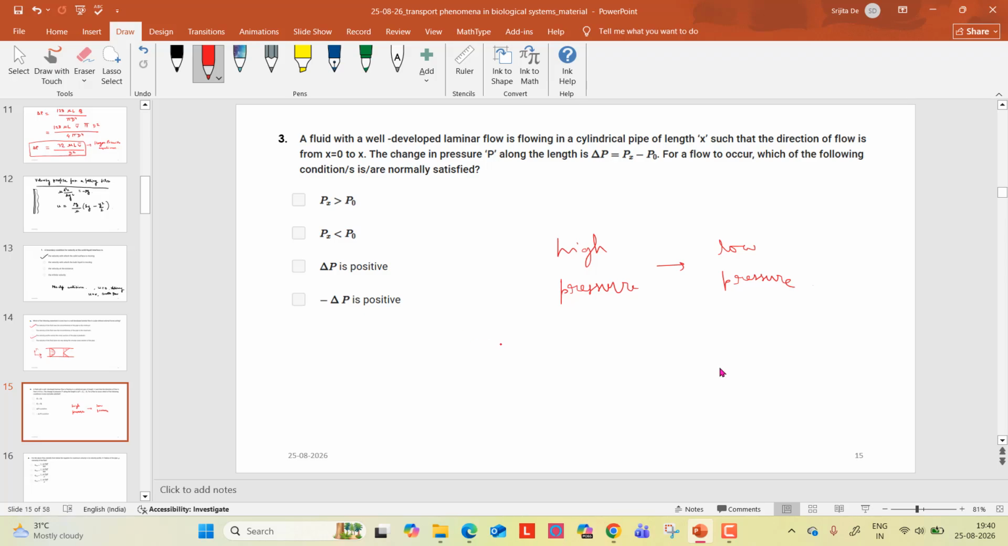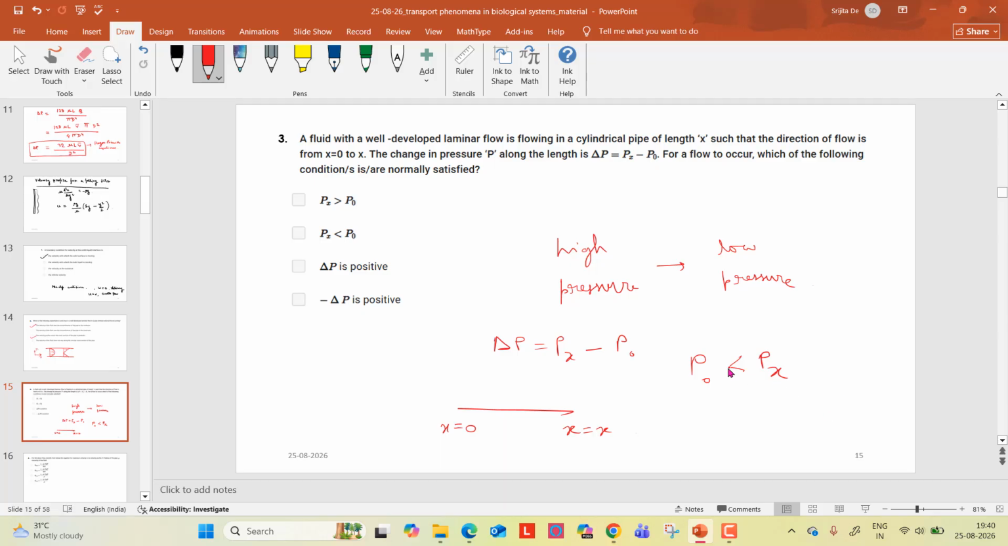So, if delta P is Px minus P naught, so P naught has to be less than Px, because this is the x equals to 0 position and this is the x equals to x position, right? So P0 has to be high.